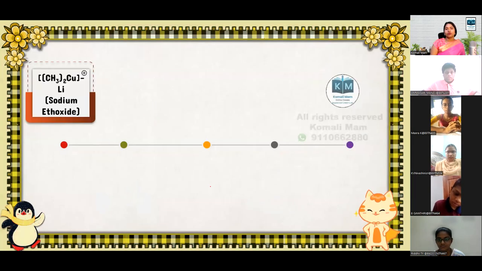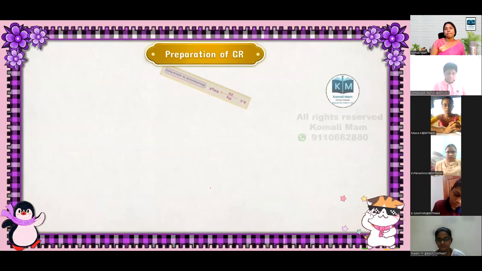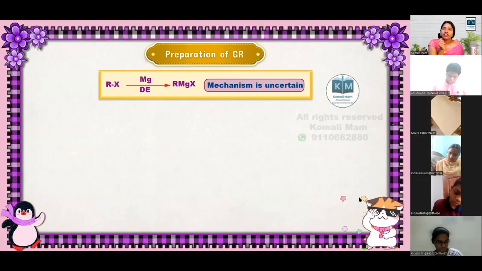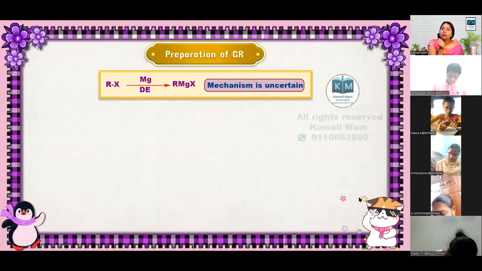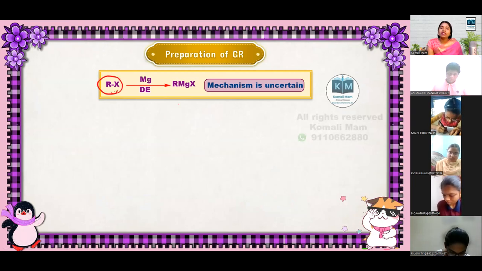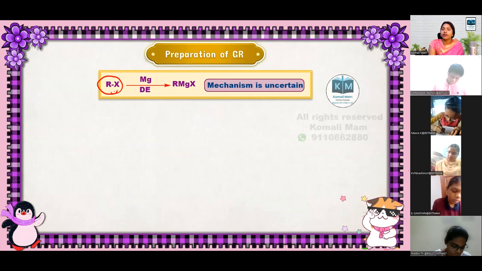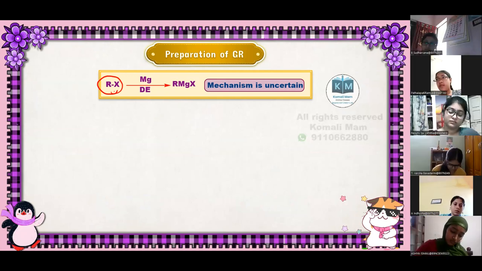Same examples I'm showing you. Keep the heading: Preparation of Grignard reagent. Quickly, write it down. How to prepare this Grignard reagent? Take any alkyl halide, RX, and treat it with magnesium in dry ether. Dry ether is a very good solvent for the preparation of Grignard reagent.